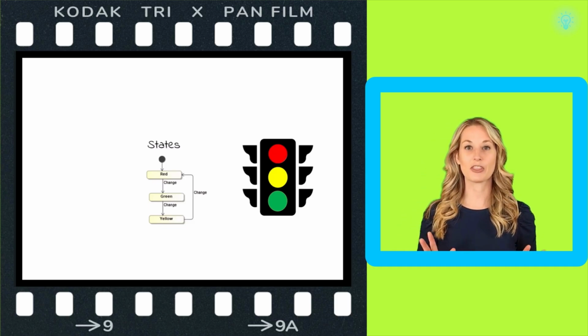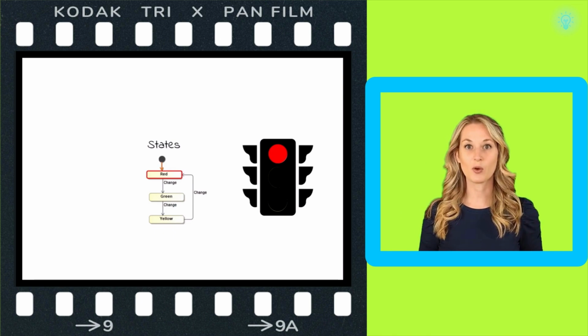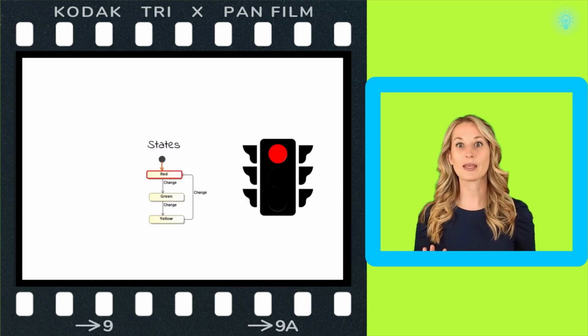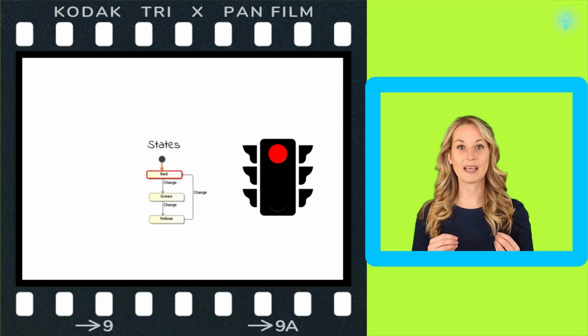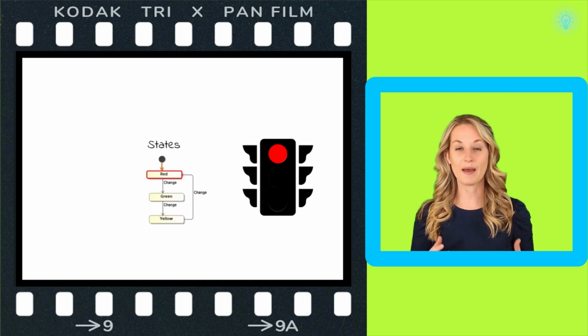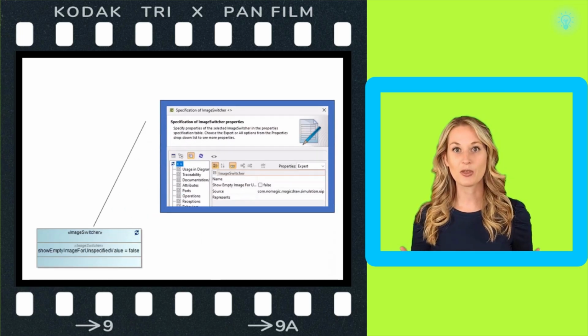When the model switches to a new enumeration literal, or it transitions into a new state, the image on the screen updates accordingly. That's its job. But for that to happen, the image switcher needs to know what it's monitoring. Let's look at the specification of the image switcher.